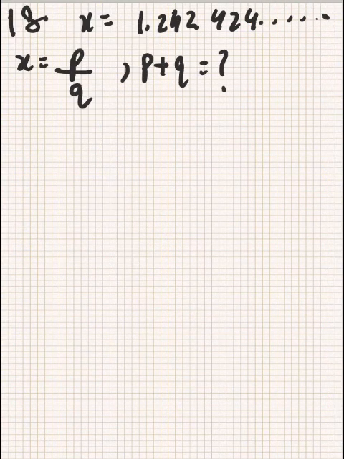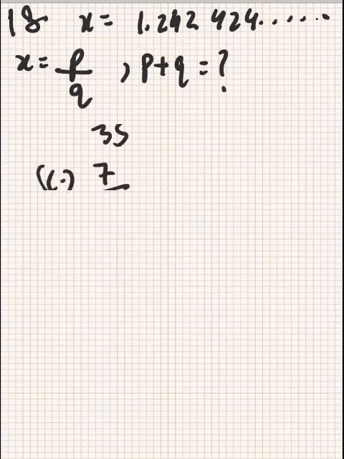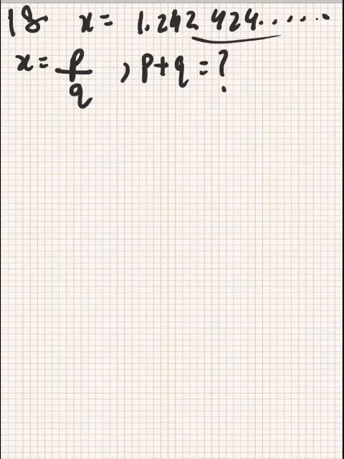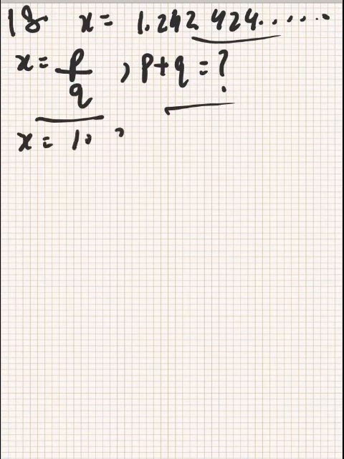So question 18 is a very simple question, but at the same time it's very important. The question is: the number x is equal to this thing and can be expressed in the form x is equal to p by q, where p and q are positive integers having no common factors. Then p plus q equals what? So first we'll find the value of x. So x is equal to 1.2424 and so on.